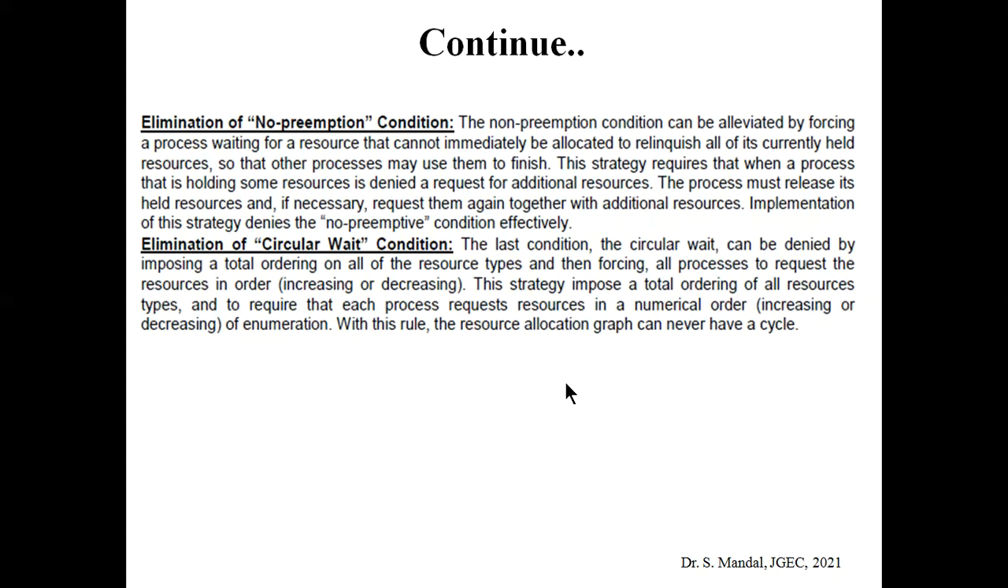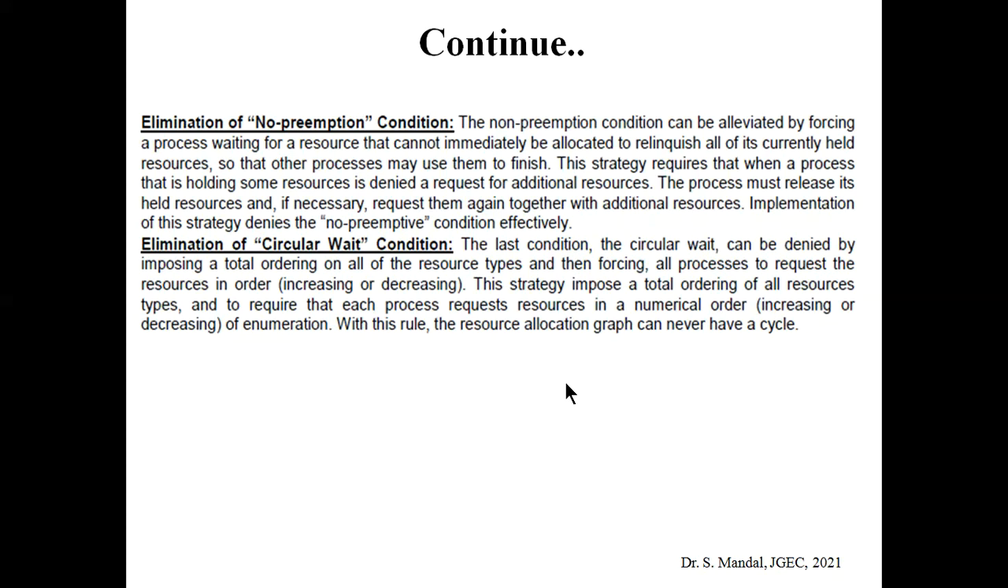So implementation of this strategy denies the non-preemption condition effectively. That means the resources become preemptible. If we forcefully take out some resources for some purpose, there will be no serious effect on the system. Now, elimination of circular wait.